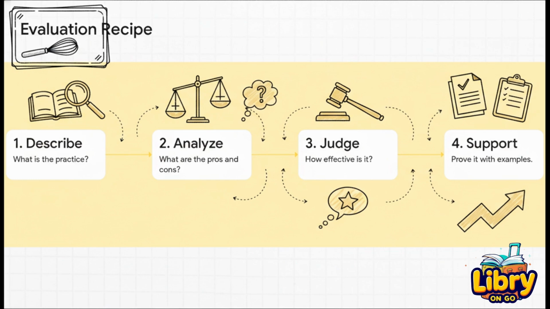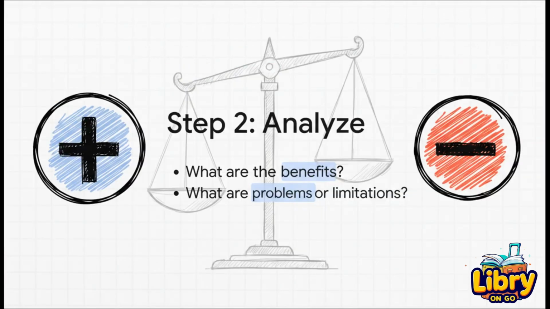Let's just zoom in on a couple of those steps. Step 2, analyze, is all about seeing the whole picture. You have to look at both sides of the coin. What are the amazing benefits, but also what are the drawbacks, the problems, the limitations? A really top-tier evaluation is never ever one-sided.